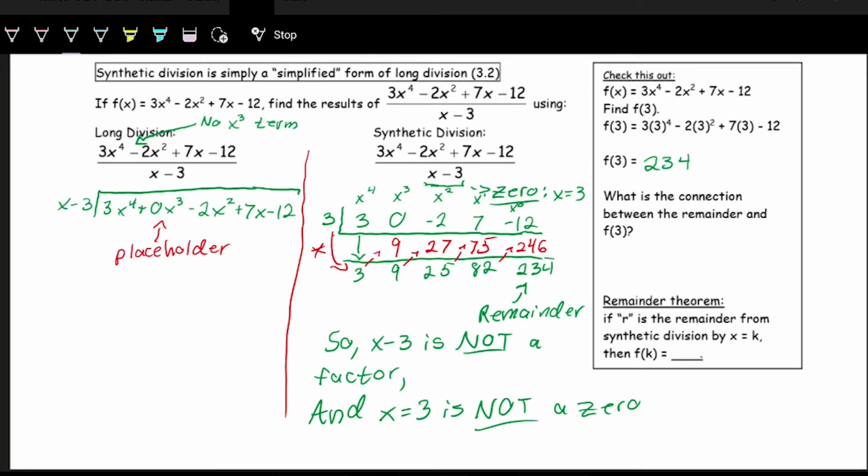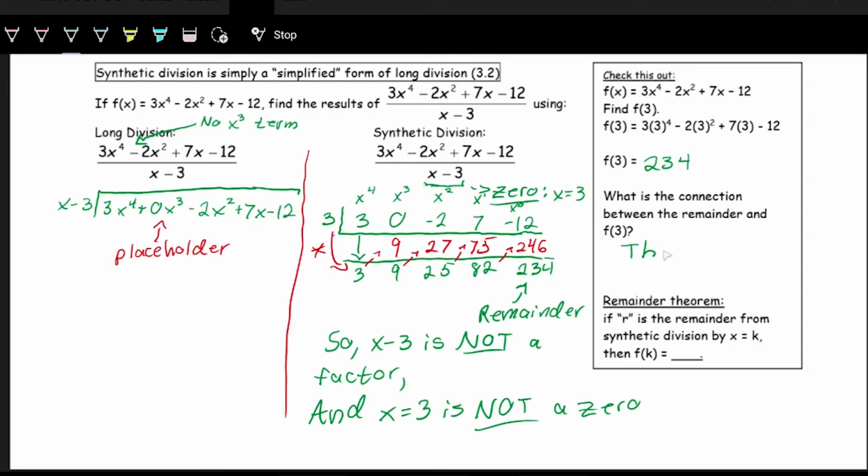And I invite you to check that in your own calculator. Make sure to do the exponents first, 3 to the 4th, and then the 3 squared, and then do all the multiplications and then adding and subtracting. So you should end up getting 234. And then what you see is that the 234, that output result when we plug in 3, is exactly the remainder.